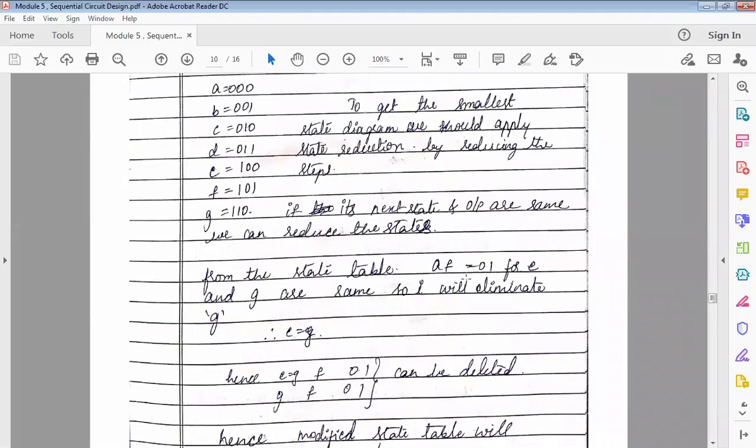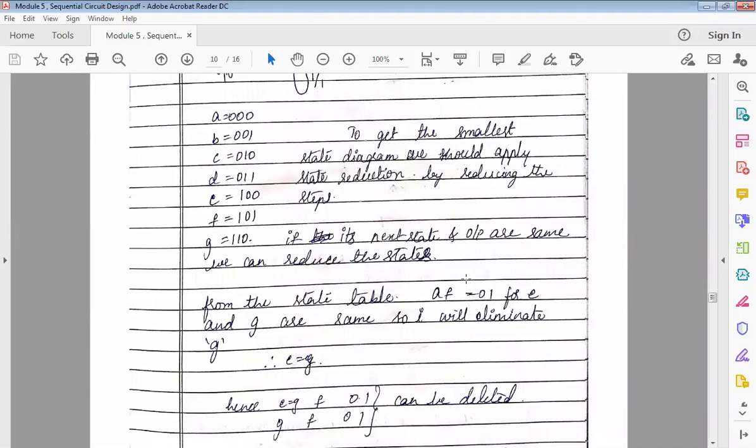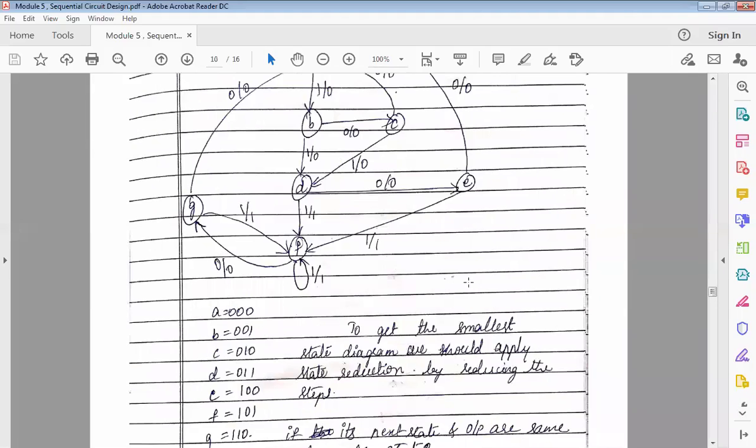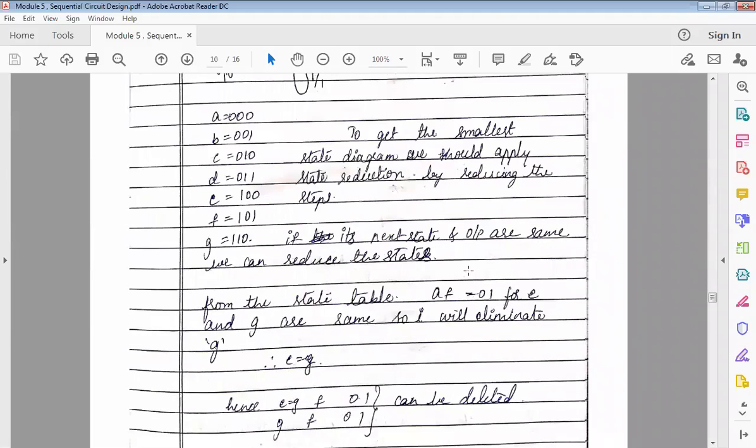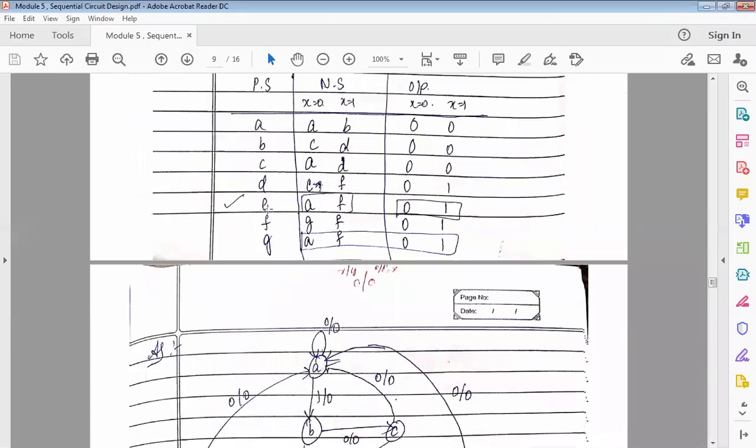From the state table, AF is equal to 0, 1, which means the output is 0, 1. Here also AF is equal to 0, 1. For E and G, they are the same. So I will eliminate G. Therefore E is equal to G. This is very important. Please make note of this. E is equal to G. So state E is equal to G.